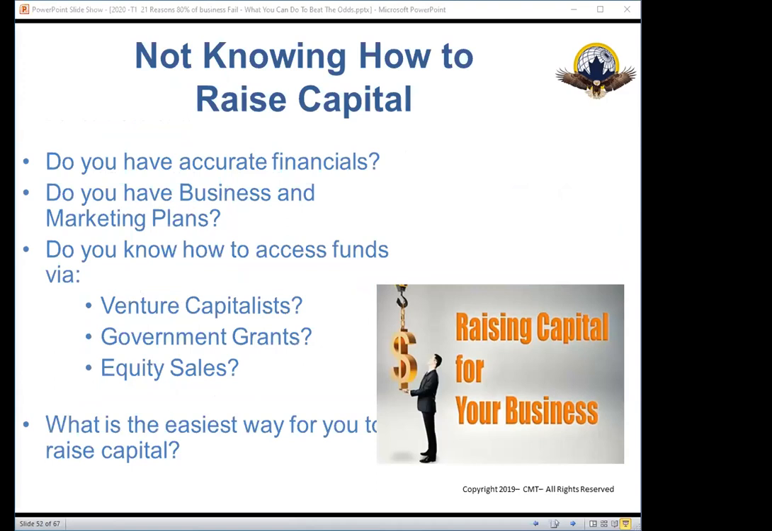So, not knowing how to raise capital. And that is page number 19. So do you have accurate financials? I'm going to be asking you for those. You need to have it done. You need it done for taxes. You can't be the kind of person that is ultimately going to wait until the end of the year and just give a shoebox to your accountant or your bookkeeper. And then you're going to lose days and days and days because you didn't prioritize it and you didn't mark it down as one of those weekly things to do.